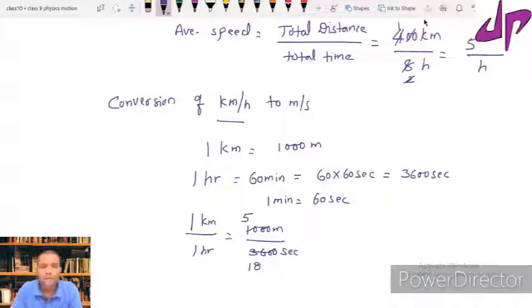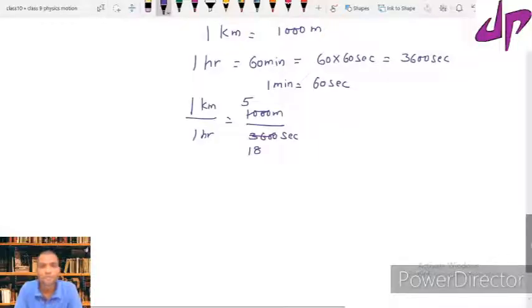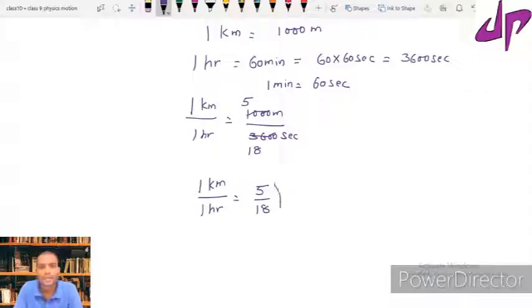So 1 kilometer per hour equal to 5 by 18 times of meter per second. So this is the simplest conversion. So finally you can write, if you need to convert kilometers per hour to meter per second, you just multiply with 5 by 18.